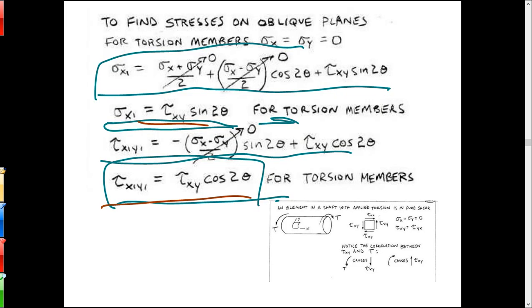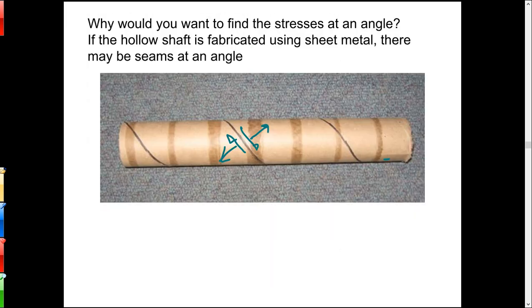And here's an example of why you might want to look at the stress at a given angle. Sometimes they make hollow shafts by taking a long, thin sort of plate and wrapping it and welding it. You might want to check the stresses on those welds, okay?